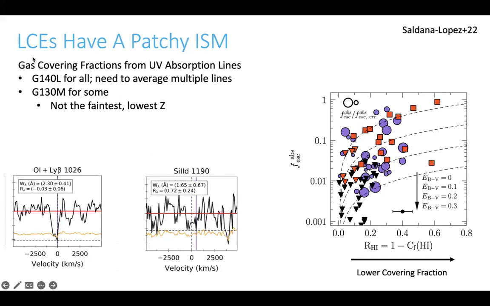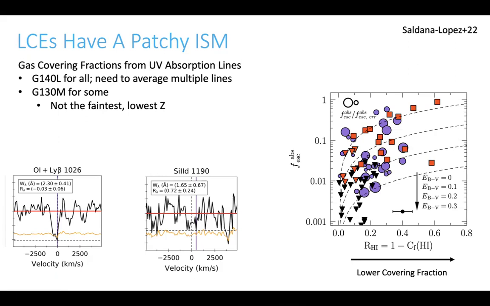And unfortunately, we only have G140L low resolution spectra for most of the survey. And even to enhance signal to noise, we are often averaging the covering fractions or equivalent widths for multiple lines to get a better signal to noise. We do have higher resolution spectra, but only for a much smaller subset of the survey. And this is too expensive to get for some of the faintest lower metallicity galaxies at these redshifts that just have very weak absorption lines.